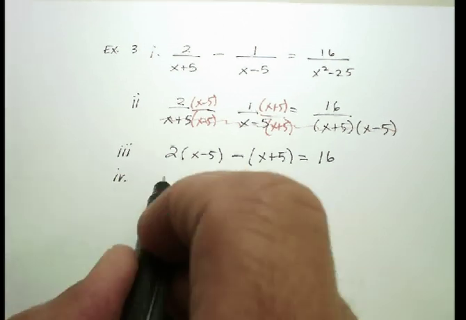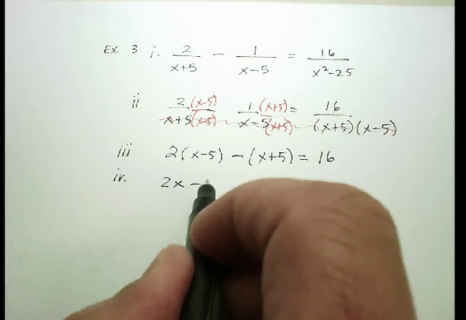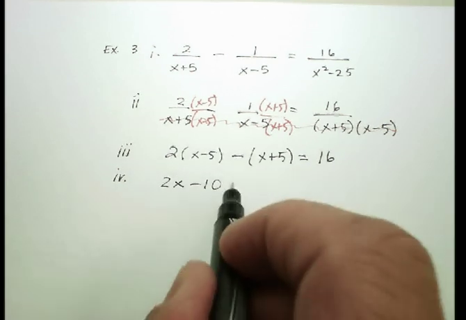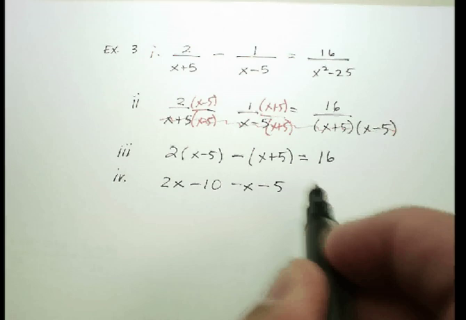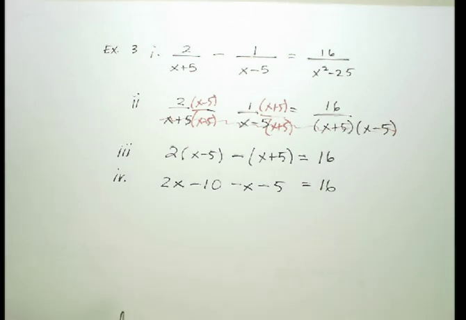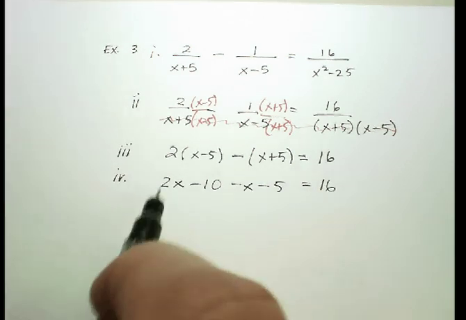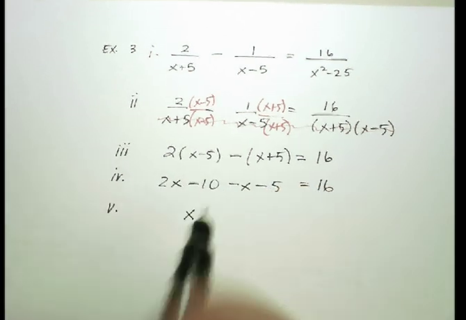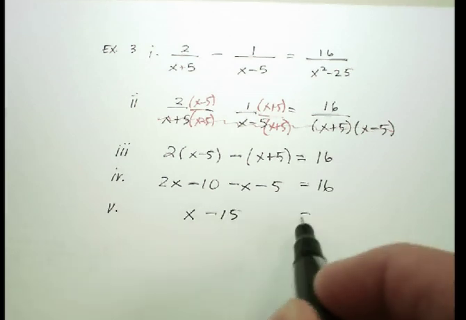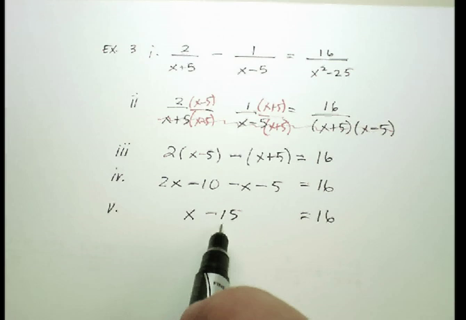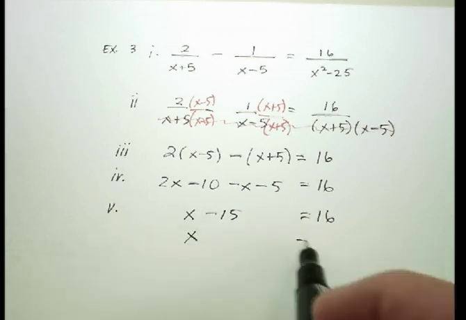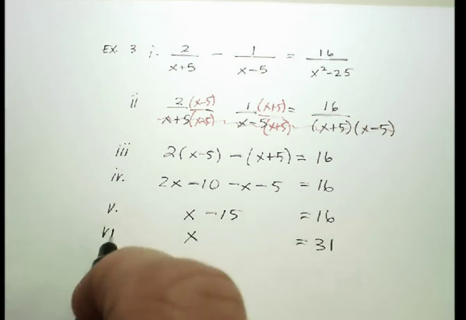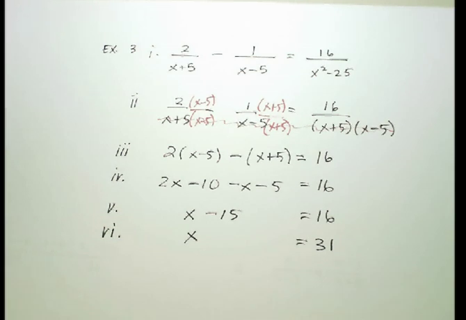So let's go ahead and distribute. 2x minus 10. Let's distribute that negative. Minus x minus 5 is equal to 16. Gather my like terms. 2x minus x is x. Minus 5 minus 10 is minus 15. Let's add 15 to both sides. X is equal to 31. And if you went back and plugged that in, you'd find that that's the correct answer.